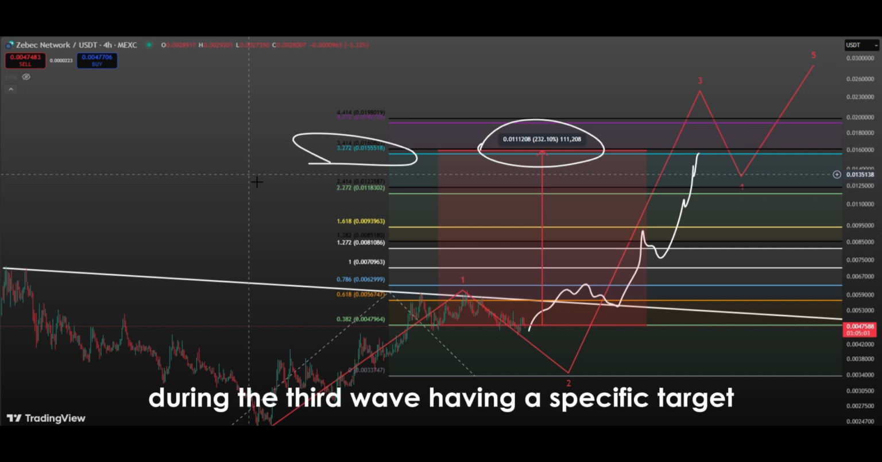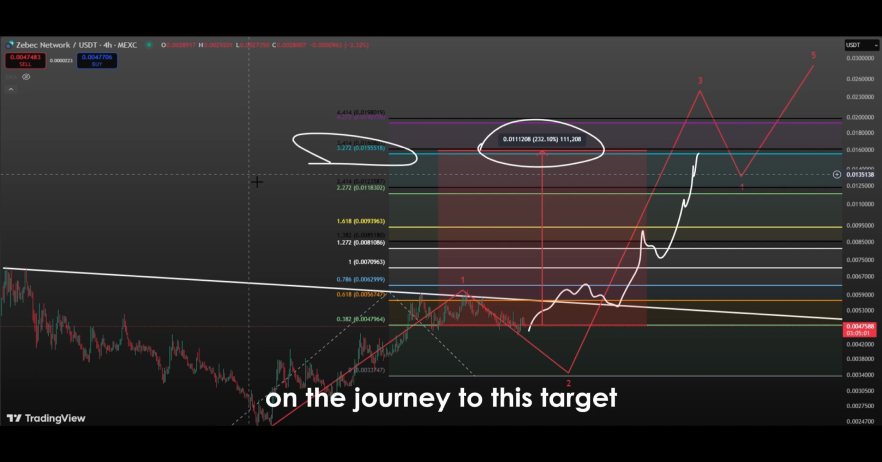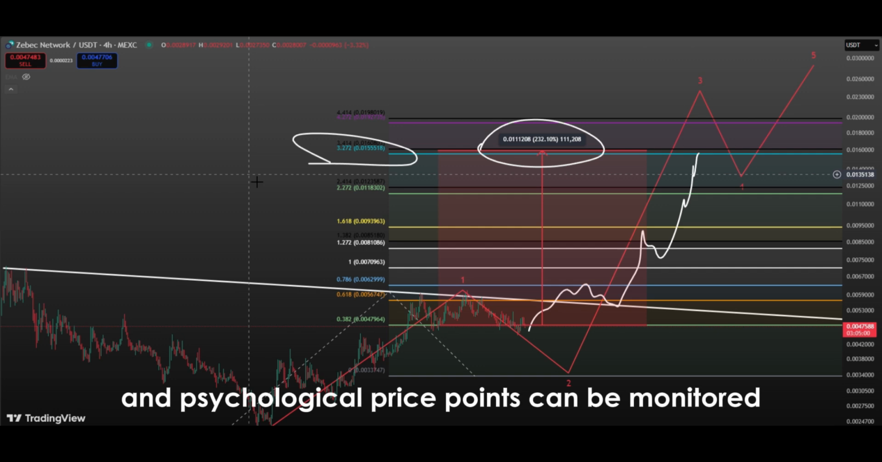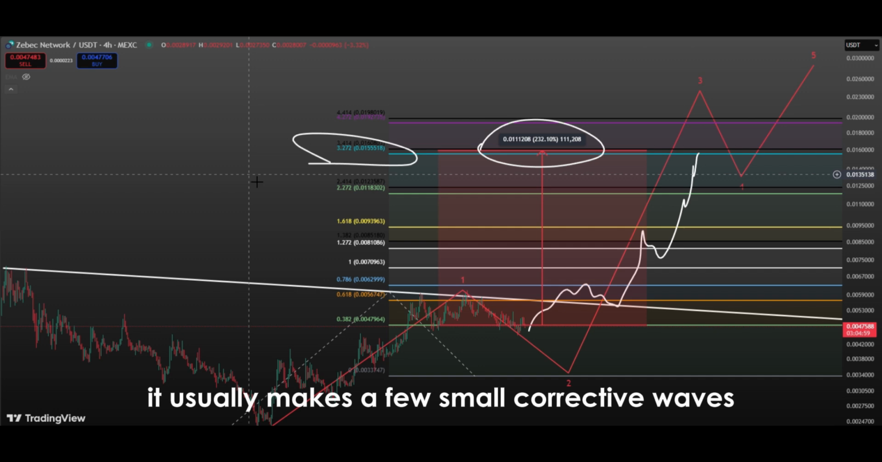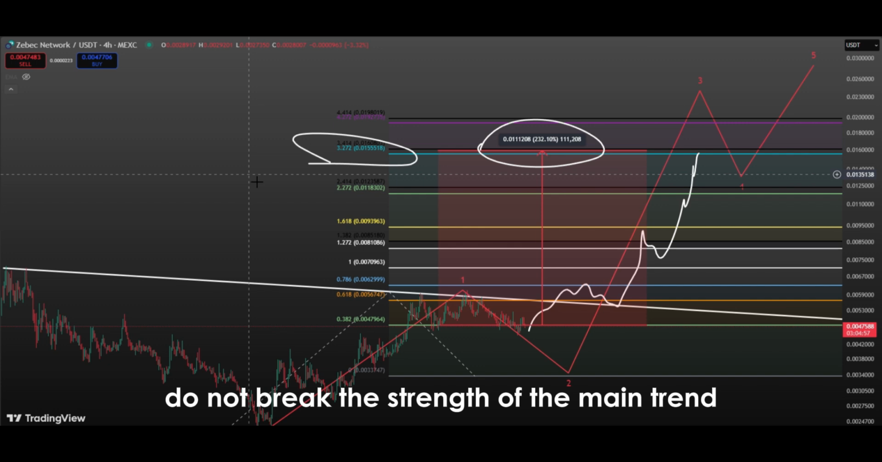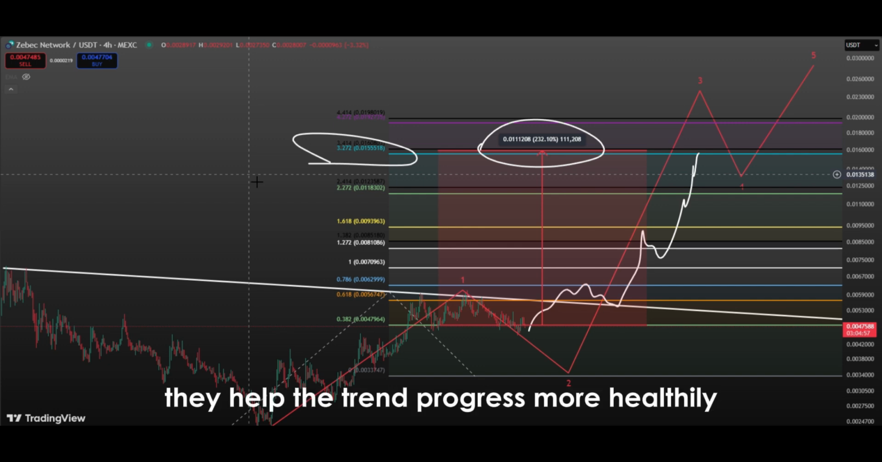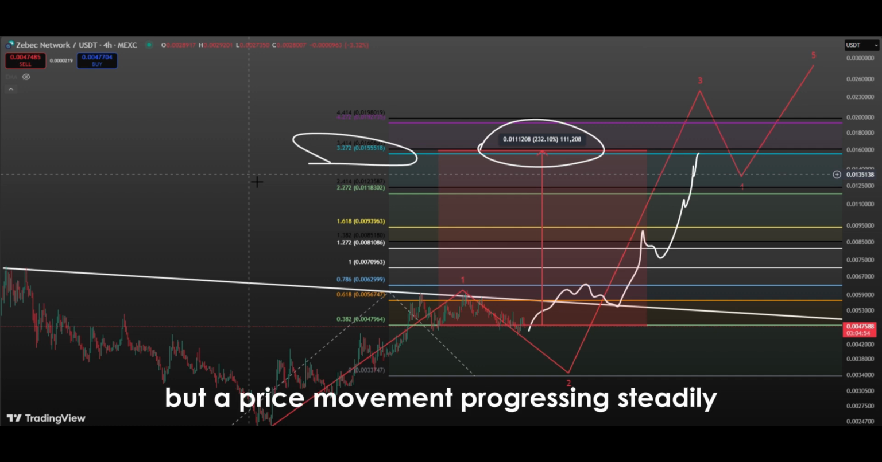Having a specific target, like 3.272, helps investors plan their risk management more easily. On the journey to this target, intermediate resistance levels, Fibonacci levels, and psychological price points can be monitored. As the third wave approaches the target, it usually makes a few small corrective waves. However, these corrections do not break the strength of the main trend. On the contrary, they help the trend progress more healthily. Therefore, a projected rise of 230% indicates not just a sudden spike, but a price movement progressing steadily and supported by strong momentum.